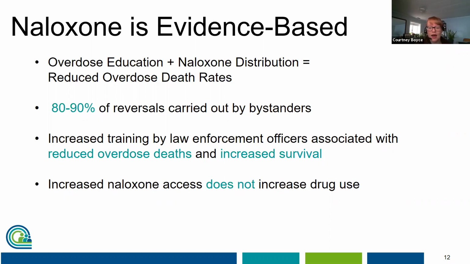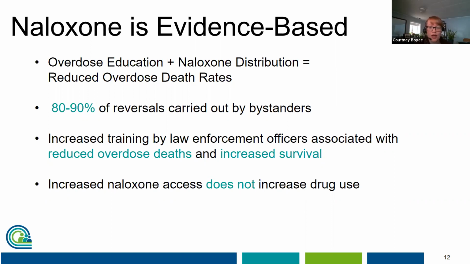And when done with law enforcement, it has shown in communities where law enforcement is actively carrying naloxone and knows how to use it and encouraging the use in their communities, that it helps increase survival rate for overdose and reduce those overdose deaths. And increased naloxone access does not increase any type of drug use within a community because it's already present. It's helping protect and reverse those overdoses for those when they do occur.